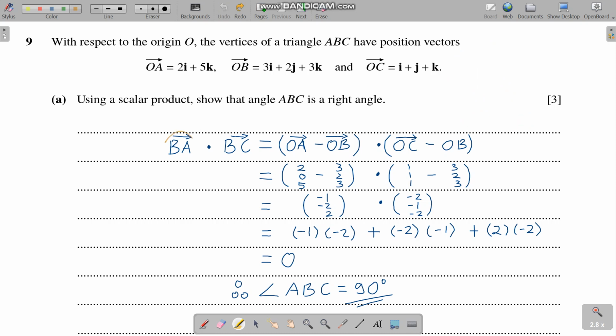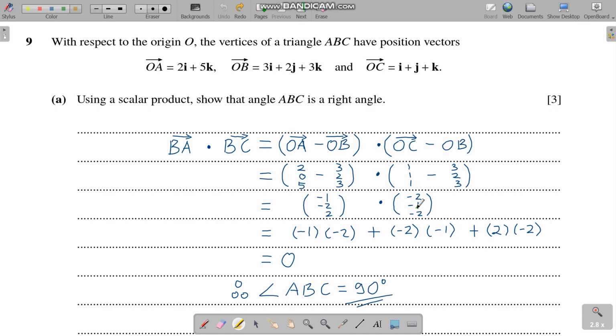BA is A minus B basically, so the coordinates of A minus the coordinates of B. And BC is C minus B. So the coordinates of A would be this, which is (2, 0, 5). Notice that there is no J component, so the Y component is 0. B is (3, 2, 3), and C is (1, 1, 1). Okay, so we subtract, we get (-1, -2, 2) and (-2, -1, -2).